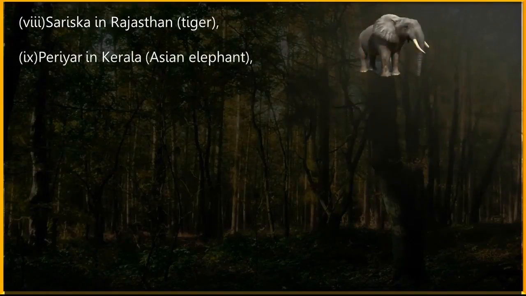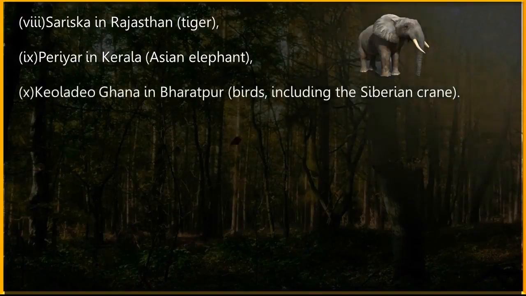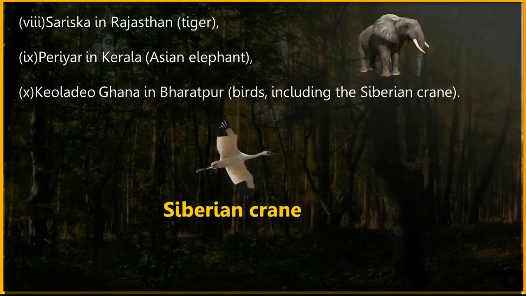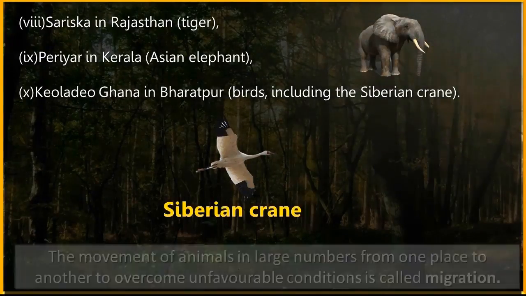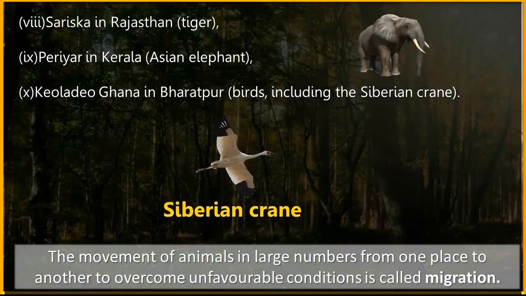Periyar in Kerala for Asian elephants. And Keoladeo Ghana in Bharatpur for birds, including the Siberian cranes. Birds such as the Siberian crane travel large distances and come to India in groups during winter in order to escape cold and unfavorable conditions. The movement of animals in large numbers from one place to another to overcome unfavorable conditions is called migration.